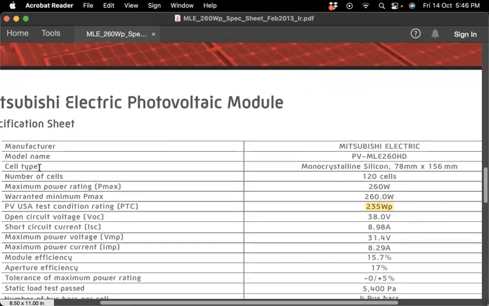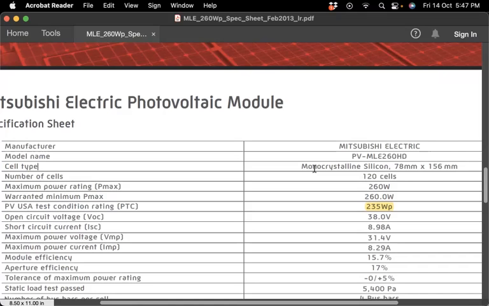The third row is what's called the cell type. And here, I think we focused on this before when we considered the three famous types of silicon: monocrystalline, polycrystalline, and amorphous. As you can see here, the material used for our panel is monocrystalline silicon. And beside that, you will find two dimensions, which are 78 millimeters times 156 millimeters. This typically demonstrates the area per cell. Again, this is the area per cell, not the module area.